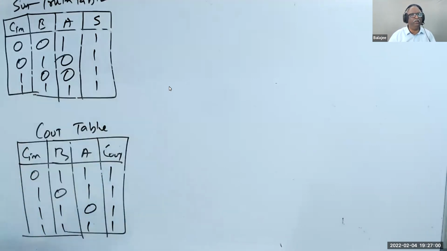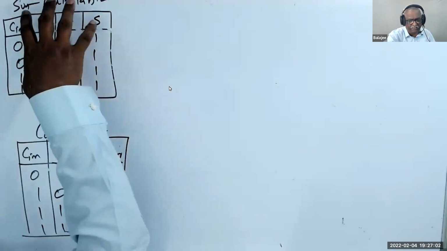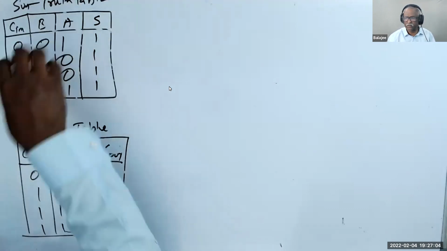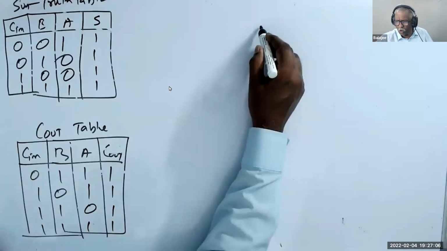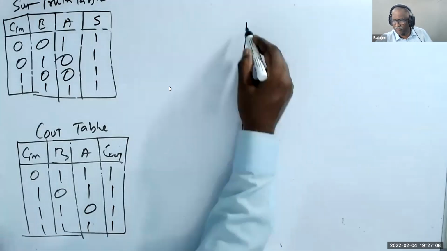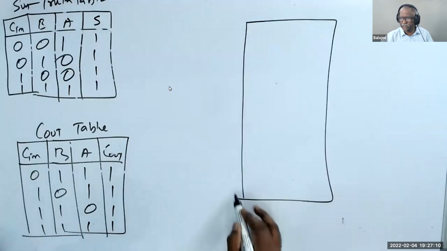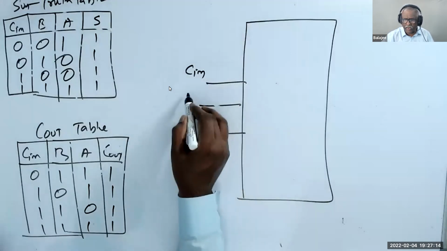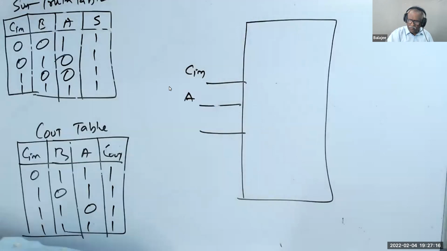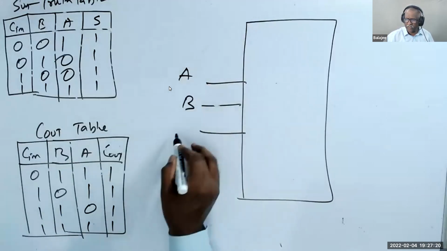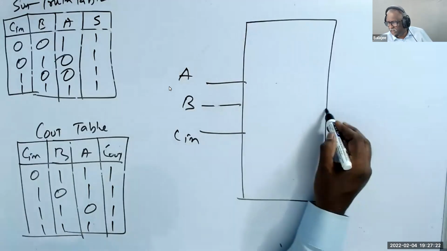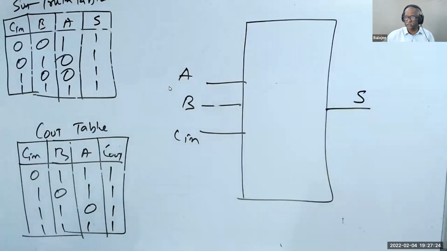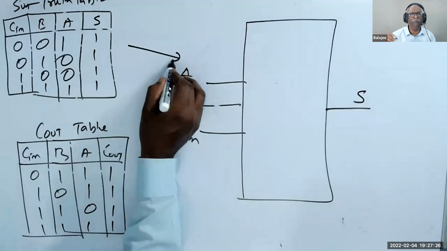Now you have created two tables. Let us first solve the sum one. What happened? I have a block which has 3 inputs, A, B, C in. The output is only S, not 2 outputs. We are doing only this block.